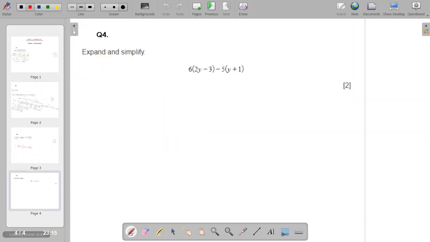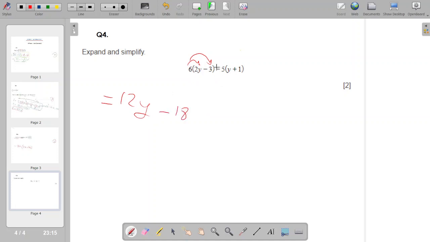The last question was talking about expanding and simplifying. Expanding, it should be easy for you. Okay, you look at the number that you have in front of you. You're going to multiply 6 outside the bracket with what's inside of the bracket. So 6 multiplied by 2y is going to be equal to 12y. Okay, and then you're going to multiply 6 with the minus 3, which is going to be minus 18.